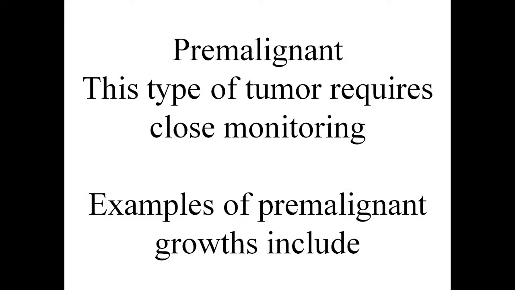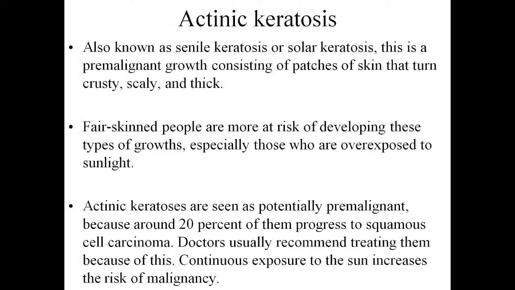Premalignant disease. This type of tumor requires close monitoring. Examples of premalignant growths include actinic keratosis, also known as senile keratosis or solar keratosis. This premalignant growth consists of patches of skin that turn crusty, scaly, and thick.